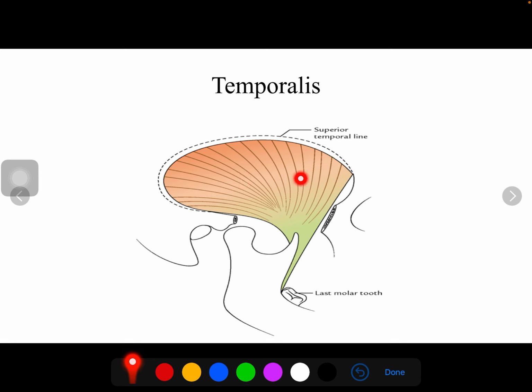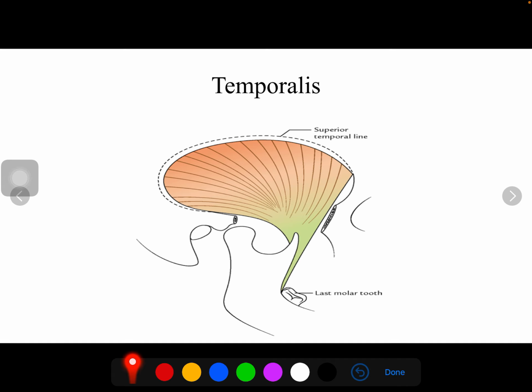The temporalis muscle originates from the entire floor of the temporal fossa and the inner surface of the temporal fascia. The floor of the temporal fossa includes the outer surface of the frontal bone, parietal bone, the entire squamous part of the temporal bone, and the greater wing of the sphenoid. The floor of the temporal fossa can be seen in norma lateralis.